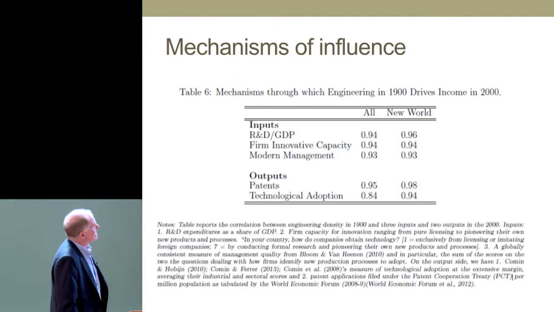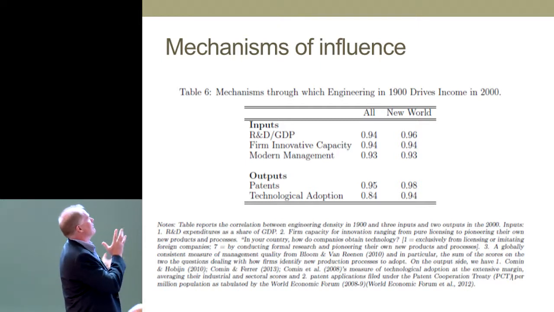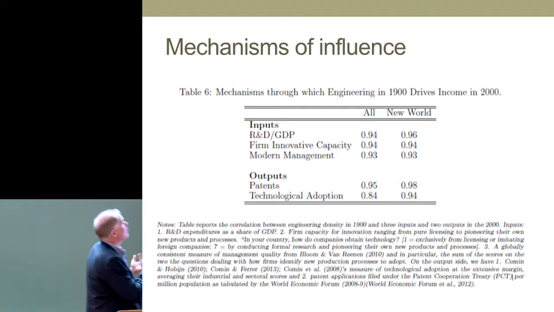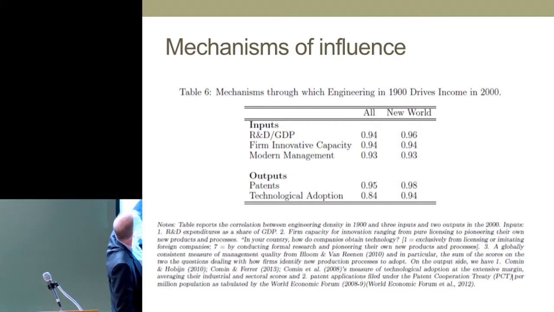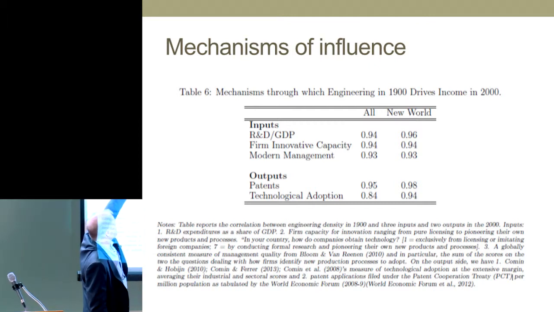Okay, so mechanisms of influence: are our R&D, our engineering numbers at all correlated with anything that we think affects growth today? And so we have inputs. This is research and development expenditures as a share of GDP.